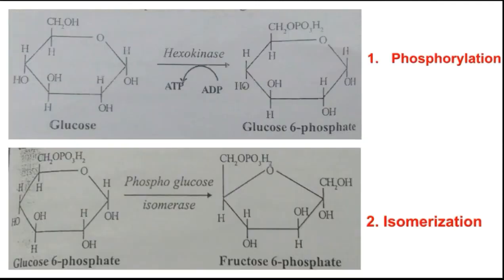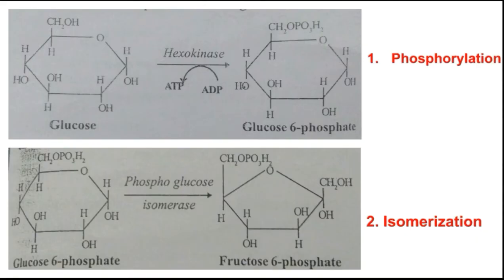First is the phosphorylation process. In the phosphorylation process, glucose is converted to glucose 6-phosphate with the help of the hexokinase enzyme. This is an irreversible reaction, which requires ATP and magnesium ions. That total process is called the phosphorylation process, where glucose is converted into glucose 6-phosphate.